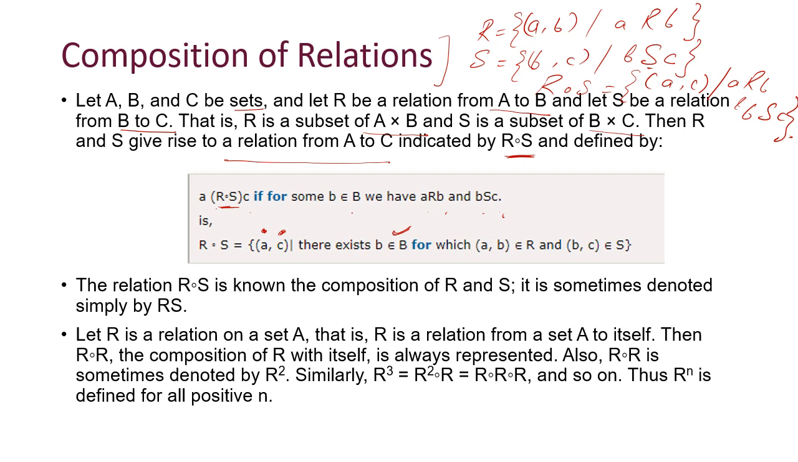Now, the composition of R with R is also called R square. Similarly, R cube is nothing but R square composition R and so on. So R to the power 4 will be R cube composition R and so on.